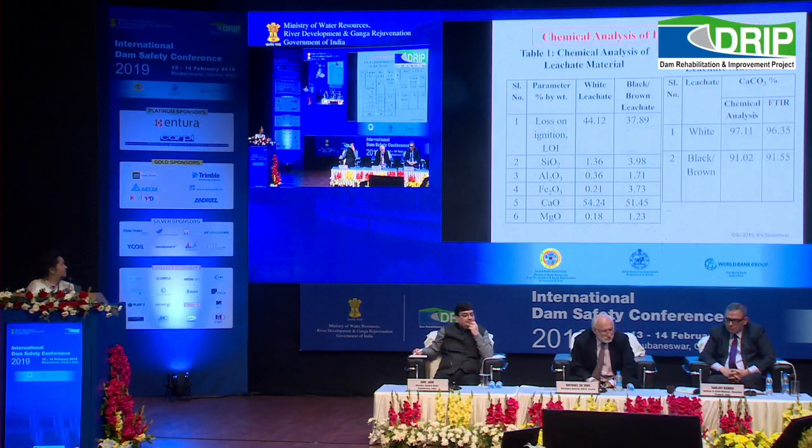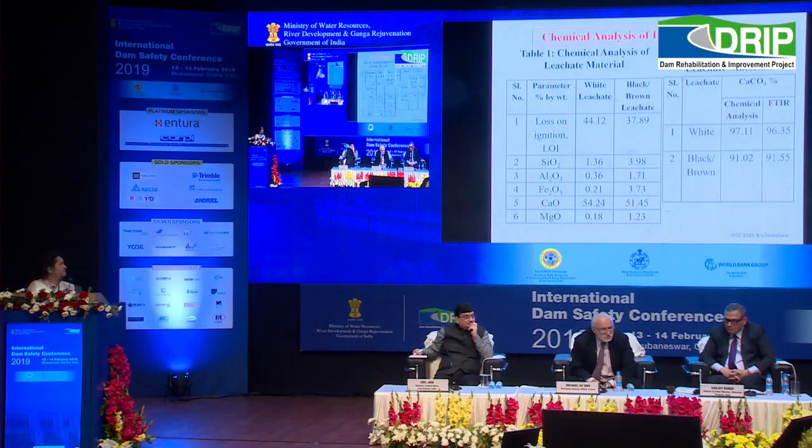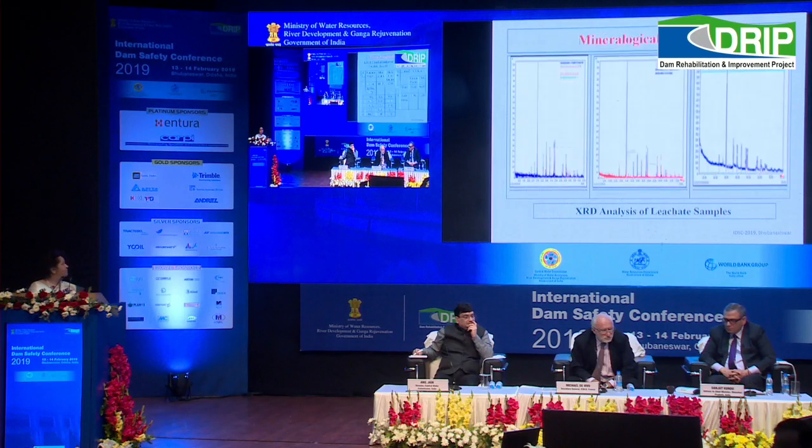These are the results of chemical analysis or gravimetric analysis of leachate materials, in which we found about 96% to 91%. These are the results for two samples only, because due to paucity of time, I have not taken all the results. So this is in the range of 96%. It is a very, very high percentage. These are the XRD analyses of one sample each from the three projects, and they show the main peak of calcite mineral only.